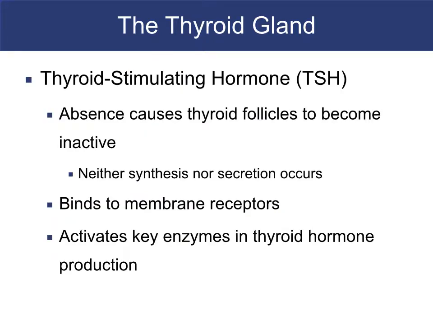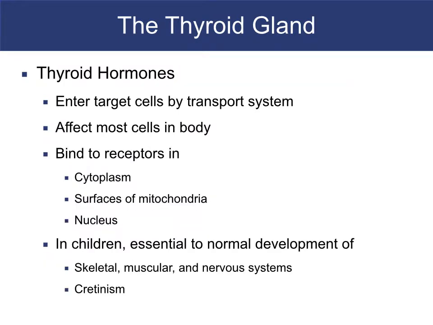So if you don't have any TSH, for example, if you don't have a pituitary gland, it's going to make your thyroid follicles become very inactive. They're not going to make any T3 or T4, and they're not going to mobilize any out into the bloodstream. TSH is bound to membrane receptors and activates key enzymes. But just know that it's a stimulating hormone. It stimulates the thyroid to release thyroid hormone.